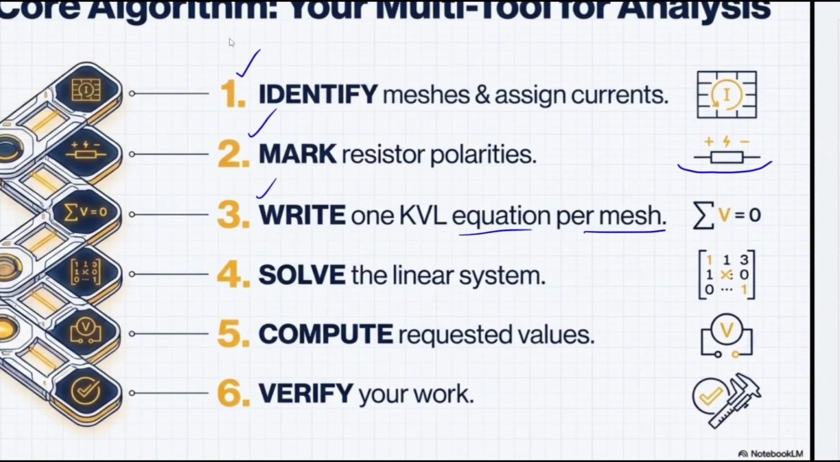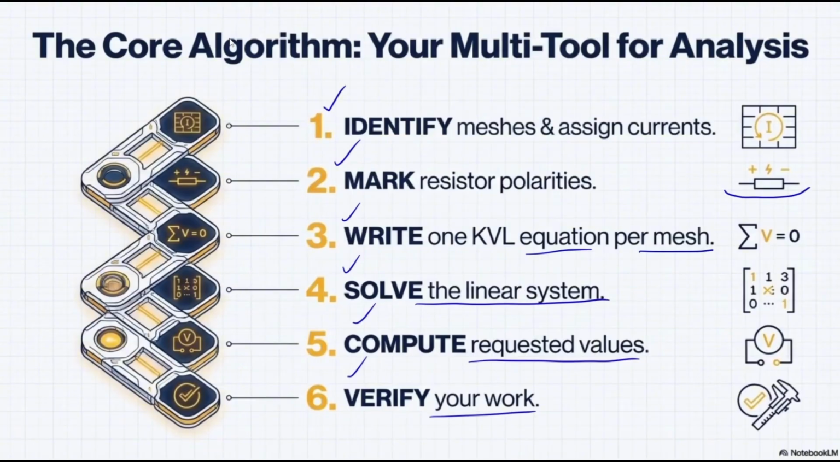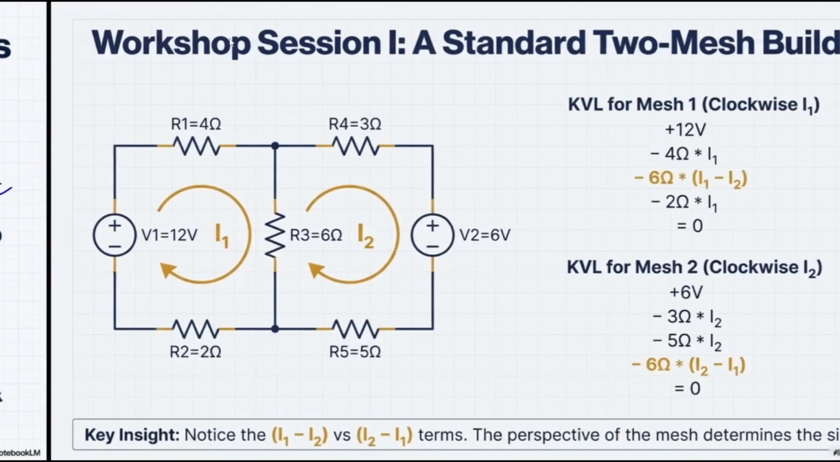This is going to give us some clue about what is happening inside that specific mesh. Then we have to solve it. For the linear system, most of the time we do have two equations and two unknowns, and we are going to use that in order to solve it. Finally, we have to compute all of those requested values, and obviously at the end we have to verify that everything is okay and our answer is right without any flaw.